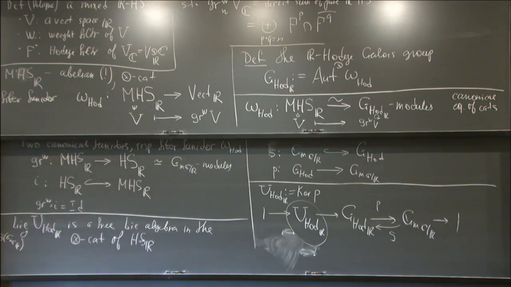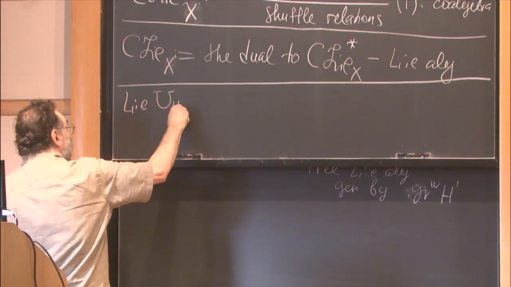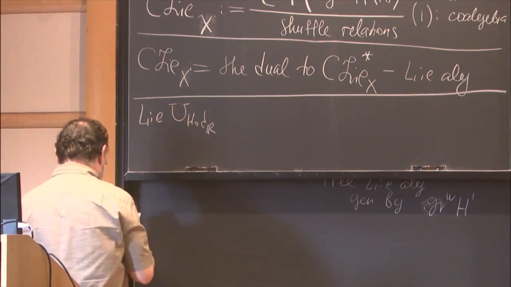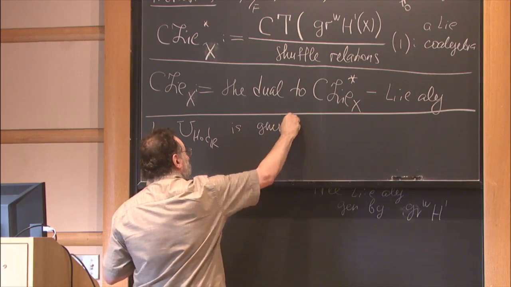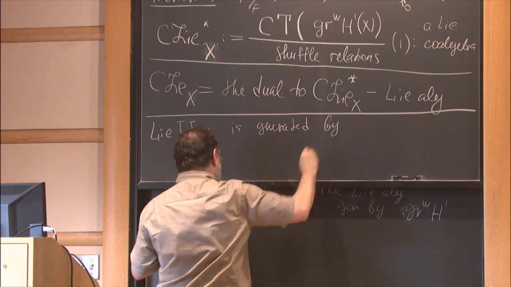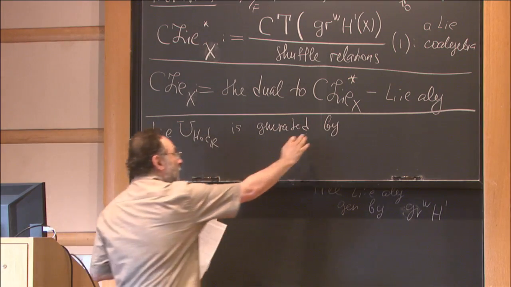So this is an excellent point. The Lie algebra of U Hodge R is generated in the tensor category of Hodge structures by the following.